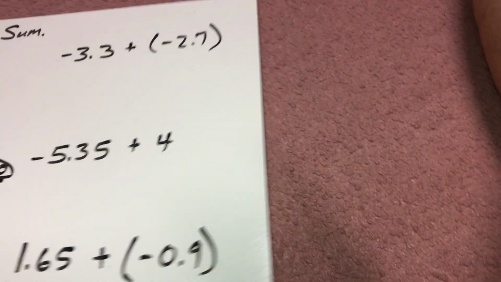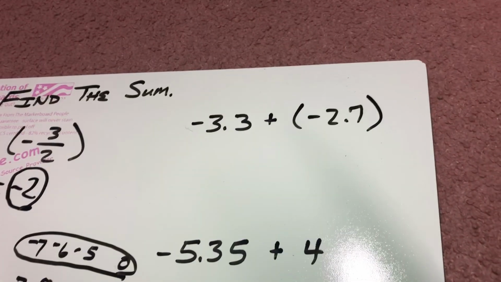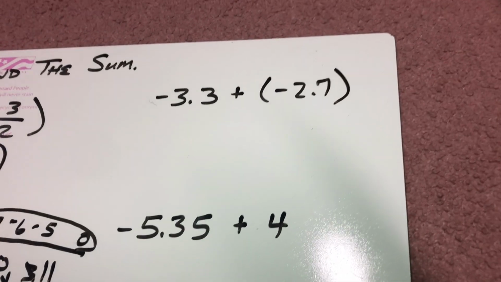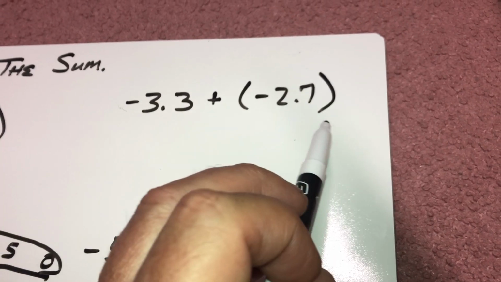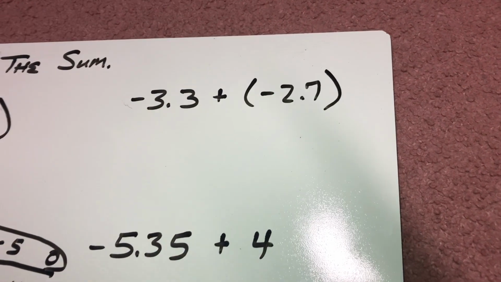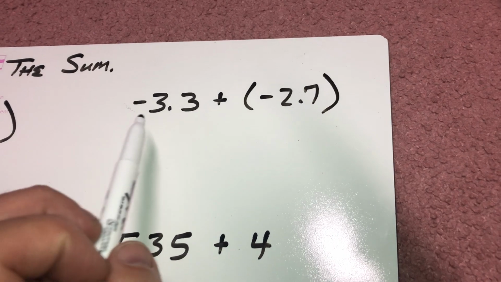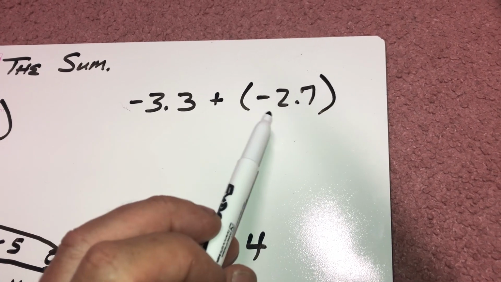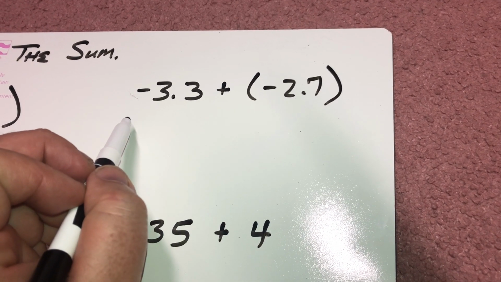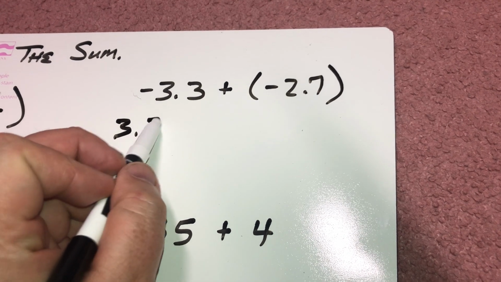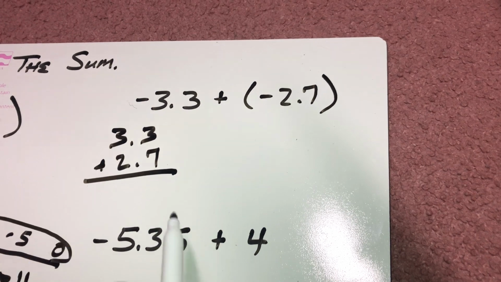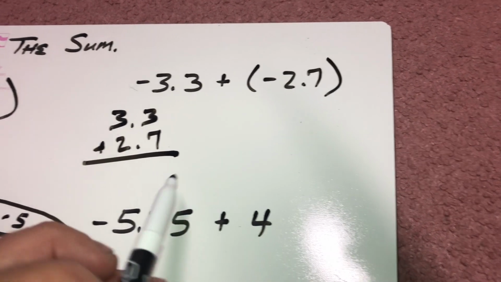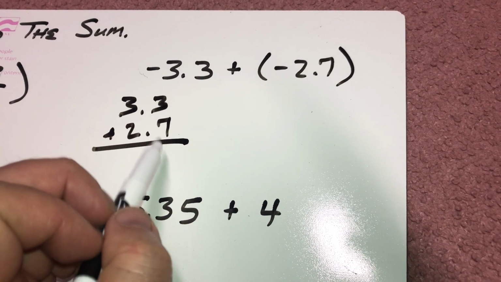All right, now this idea with fractions. Well, here we have -3 3/10 plus a -2 7/10. Once again, the negative signs are separated by the parentheses. They're both negatives. So that tells me that really I can just do 3 and 3/10 plus 2 and 7/10. And I just have to remember that it's a negative answer.